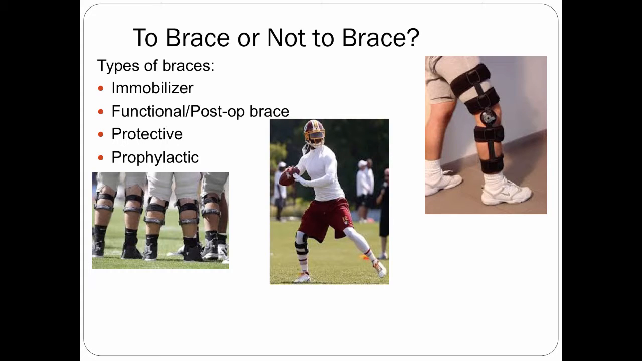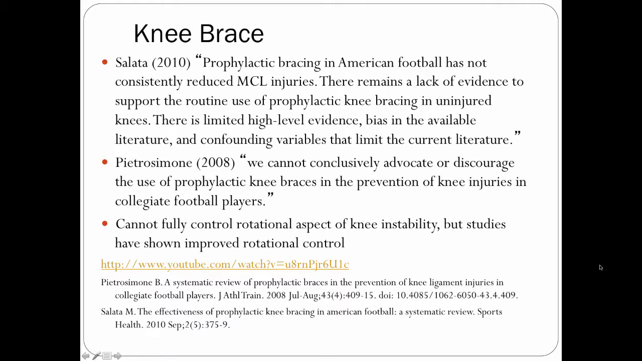So lastly, to brace or not to brace. We have different types of braces with different purposes. We have an immobilizer that just immobilizes the knee in full extension. We'll have a functional or post-op brace here, on the right. That's typically what you'll see him wearing after the surgery. Then we'll have a protective brace, which is a custom fit brace. You see the quarterback here wearing that on his surgically repaired knee. And then we have prophylactic bracing, and you see a lot of our offensive linemen wearing these.